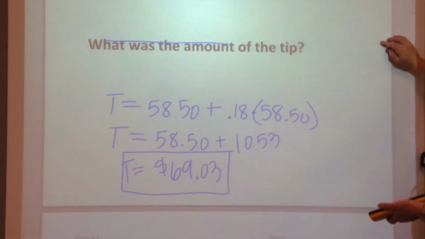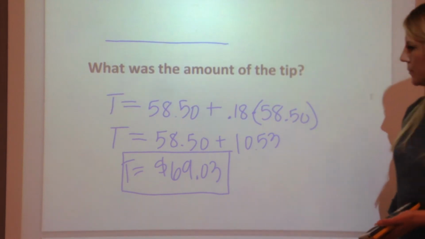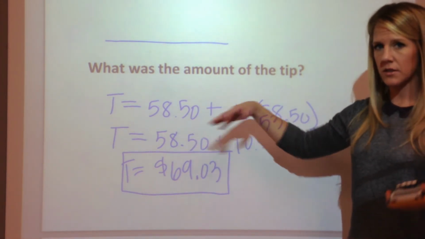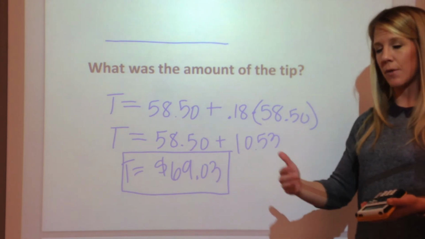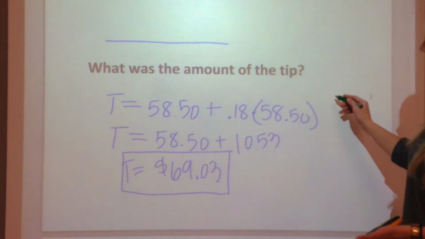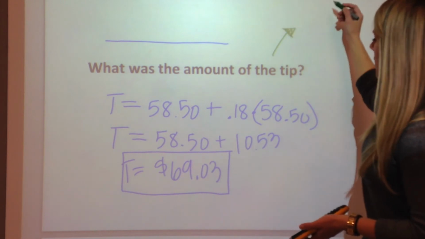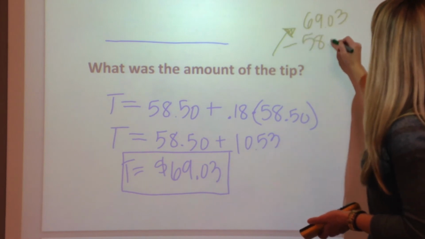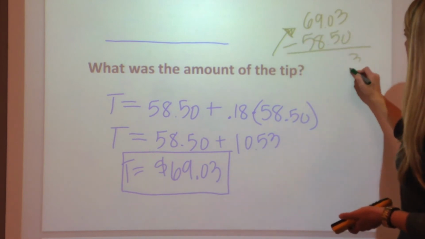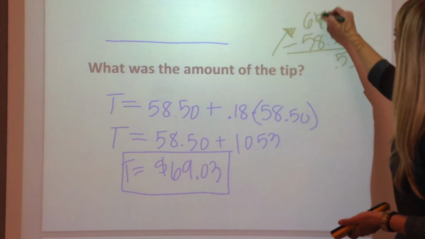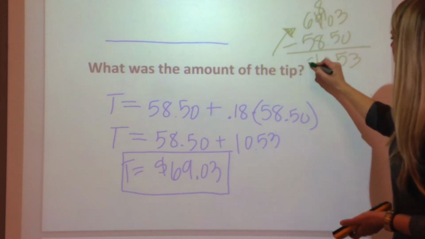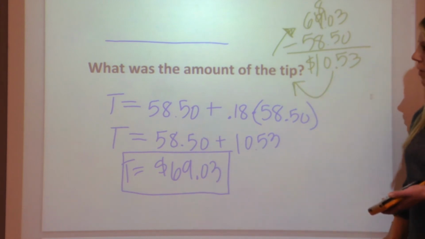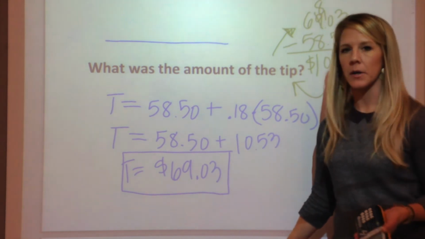So what was the amount of the tip? Well, we know the total bill was $69.03. The meal cost $58.50. So how do we figure out how much additional we paid, or how much that tip was? We will simply take the $69.03 and subtract $58.50. So the total tip was $10.53. So that's how much that waiter or waitress made off of our group.